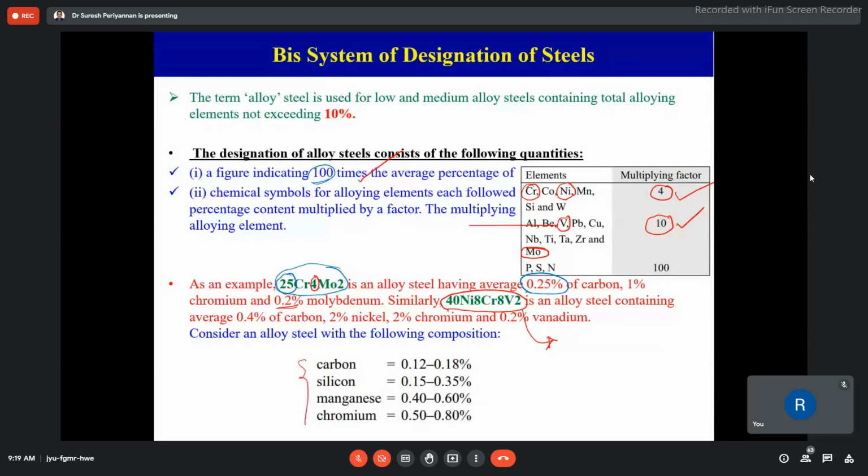Carbon maximum range 0.1 to 0.18%, silicon 0.15 to 0.35%. And the manganese, chromium. This is the range we are using for most of the materials, most of the alloying elements. But we already have seen that.